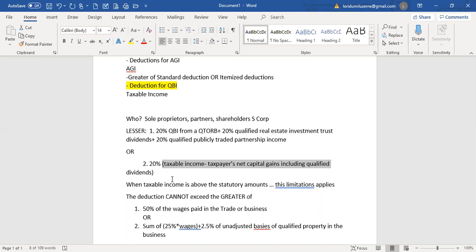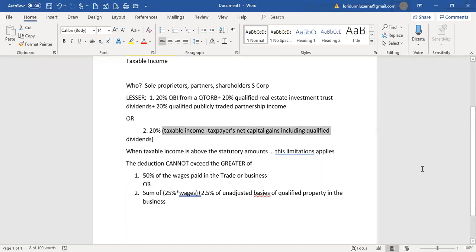So now the next group of tests comes into play. So we're going to say, well, what's 50% of the wages paid? They give us that in the problem, 20,000 times 50%, 10,000. So that's your answer for part one. Compare that to 25% of the wages paid. So 25% of 20,000, 5,000, plus 2.5% of the unadjusted basis of qualified property. Well, she has none.